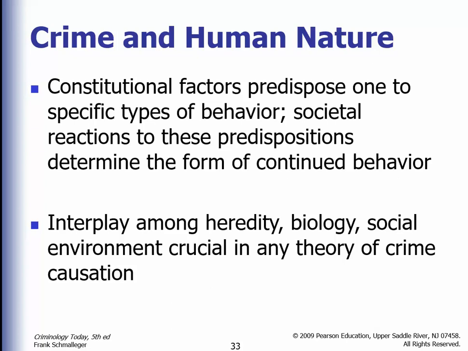Constitutional factors might predispose one to specific types of behavior, and then how society reacts might determine whether they continue it or not. Later on, when we're into psychology, we'll be talking about labeling theory, which is just like this. Somebody commits a crime, society labels them, and then they continue. But it's crucial that we consider how heredity, biology, and the social environment are involved together in crime causation.